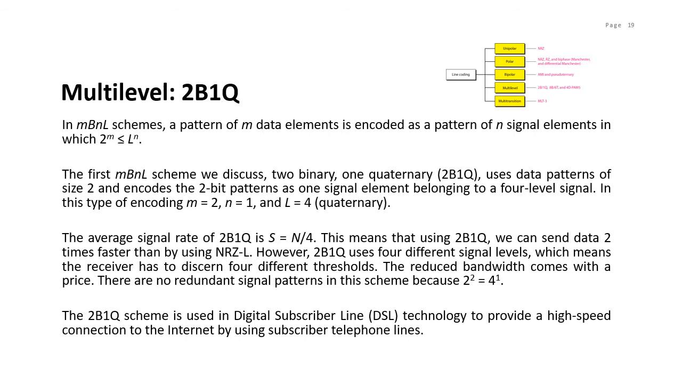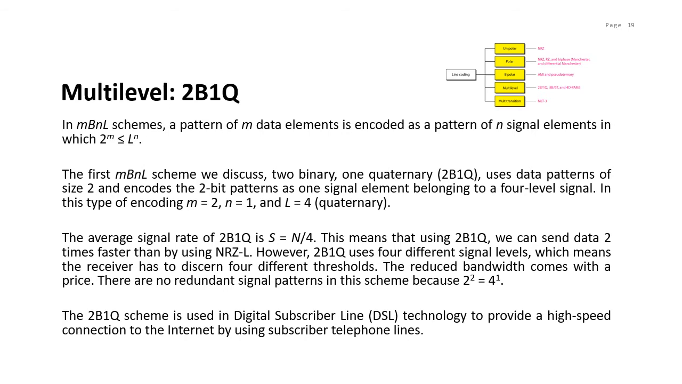The average signal rate for 2B1Q is S equals N over 4, which means that by using 2B1Q, we can send data 2 times faster than by using, for example, NRZ-L. However, 2B1Q uses 4 different signal levels, which means that the receiver has to discern, or distinguish, 4 different thresholds. The reduced bandwidth comes with a price because of this difficulty to discern, adding complexity.